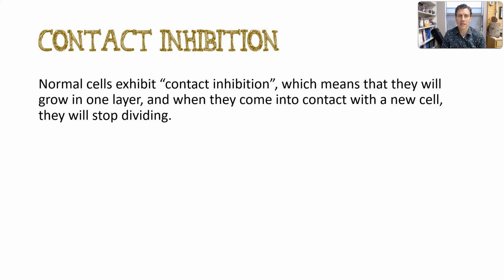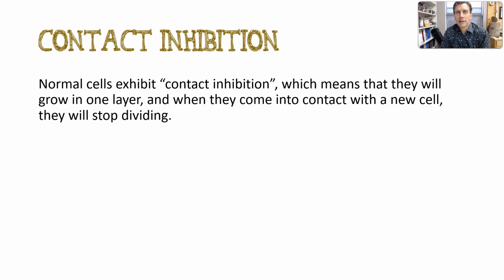So normal cells exhibit contact inhibition, which means they'll grow in a controlled setting. But when they bump into each other, that triggers them to stop dividing. So they come into contact, and that inhibits further growth. And that's a good thing.